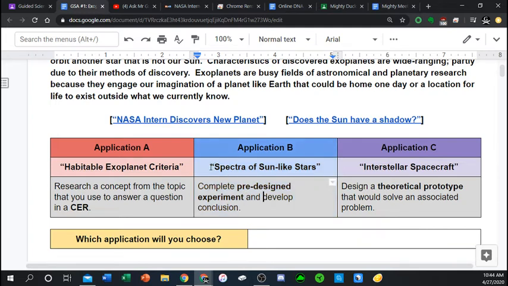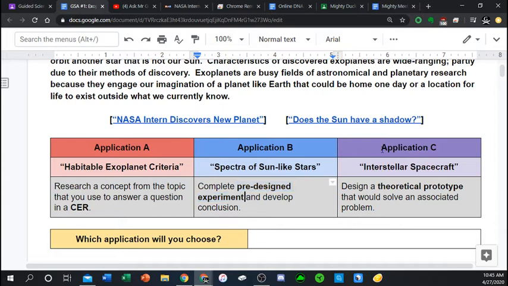And so what you're going to be doing, kind of like the James Webb Telescope, is finding the spectra of other light sources to either prove or disprove that we can use the spectra of stars to find sun-like stars. So you're proving that spectra are unique to different stars. It's a pre-designed experiment, and I'll show it to you in a second.